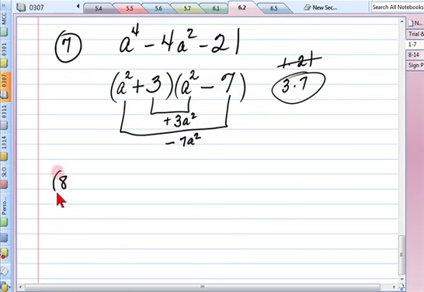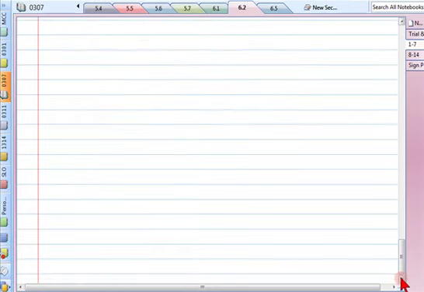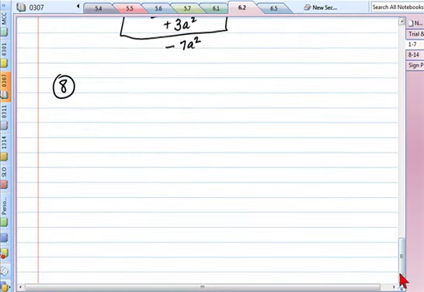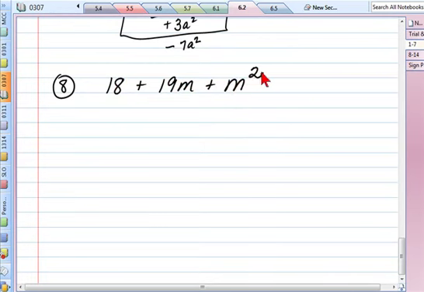Number 8. I have 18 plus 19m plus m squared. Now, I chose to do this one, and you'll find your number 8 to be similar. I don't know about you, but this trinomial looks backwards to me. Because not only do we like our leading terms to be positive, we like them to be the big power, descending order. So I'm going to rewrite this as m squared plus 19m plus 18.